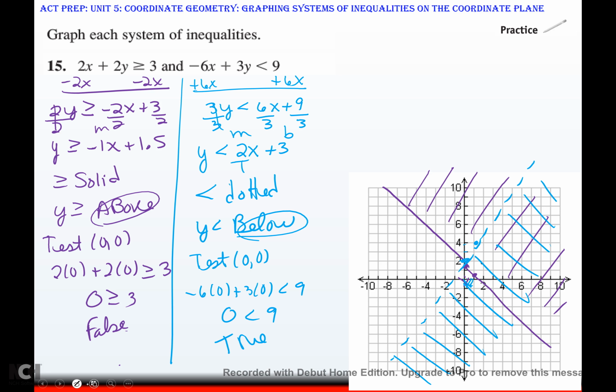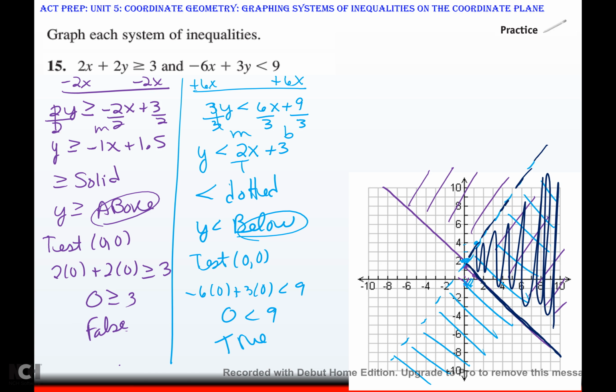And then my final solution set, or region I should say, is where the purple and blue overlap. And that's between this solid boundary, this dotted boundary, and everything in that region.